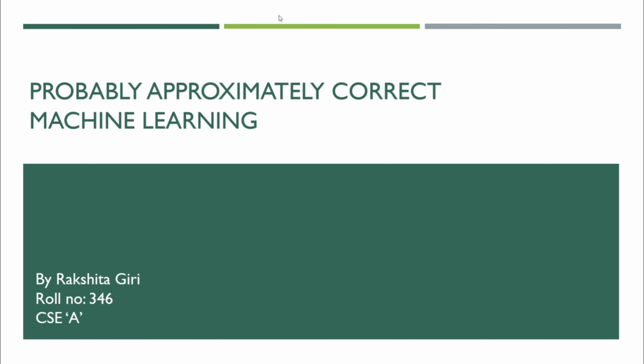Today we are going to understand a very powerful and practical concept in machine learning called PAC learning, which stands for probably approximately correct learning. Don't worry, it sounds technical, but we will go step by step using a real life example, which is detecting spam emails.